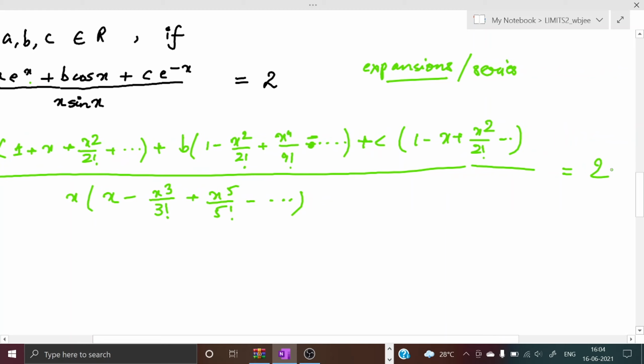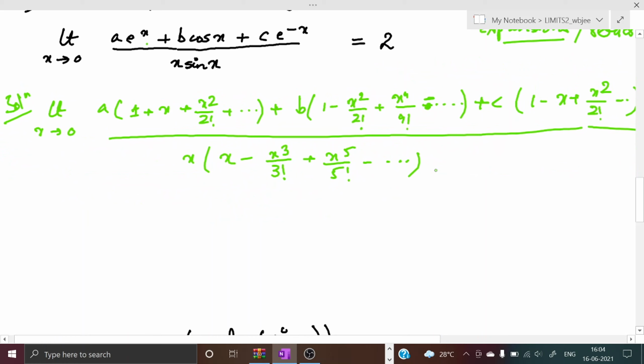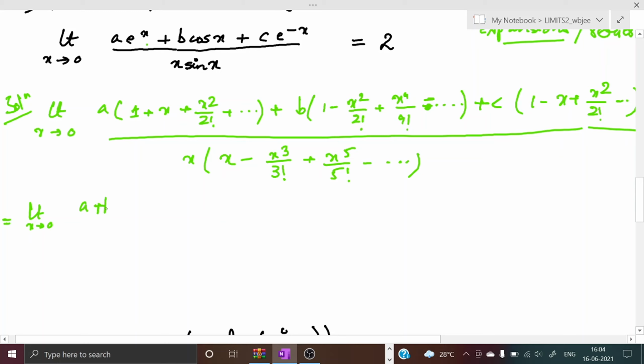Since this is equal to 2, let me write down the terms first. We will write all the factors of 1: a plus b plus c. Then we will write the factors of x: a minus c.